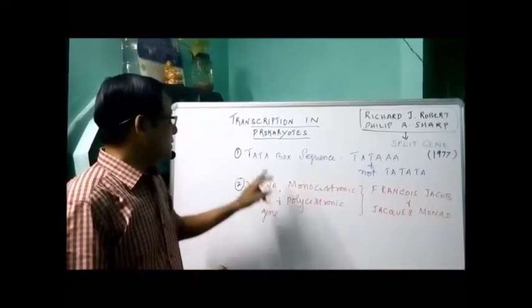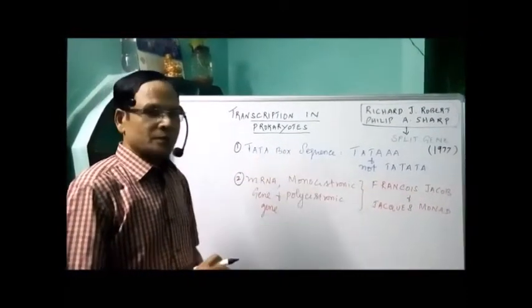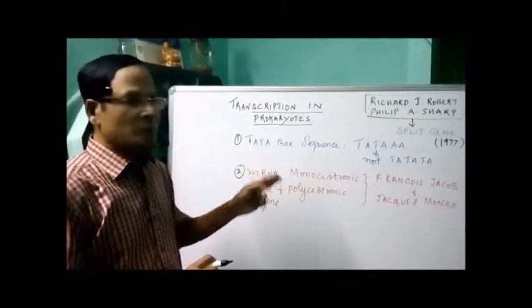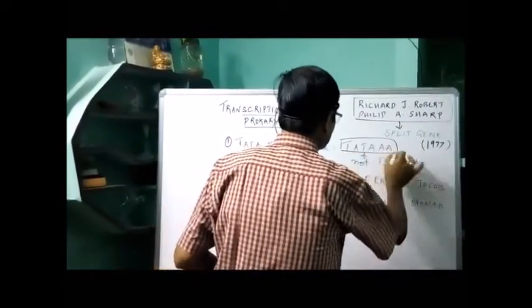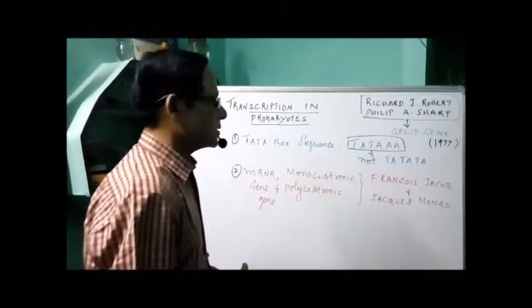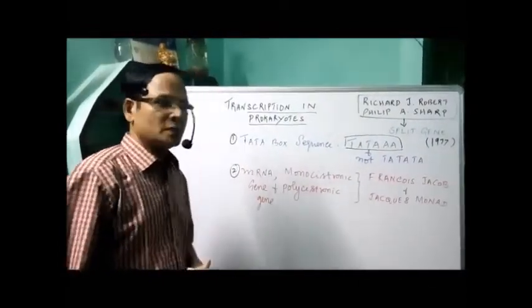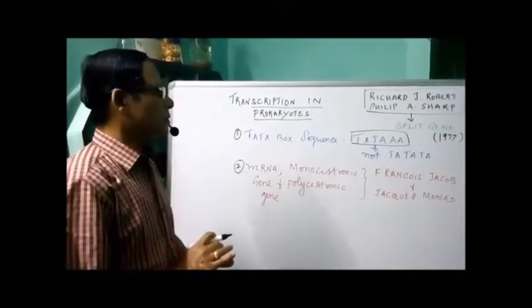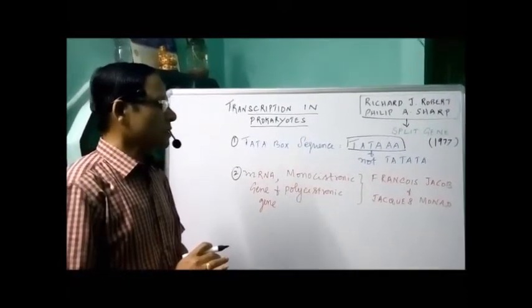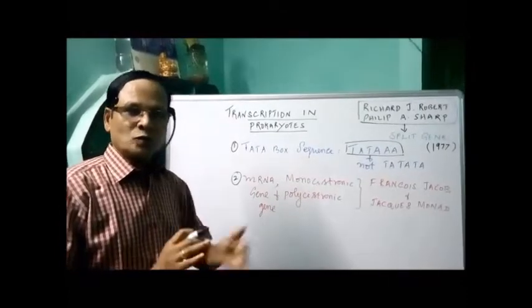One, the sequence of the TATA box. The TATA box has a nucleotide sequence of about 6 nucleotides: TATAAA. This is one of the corrections.